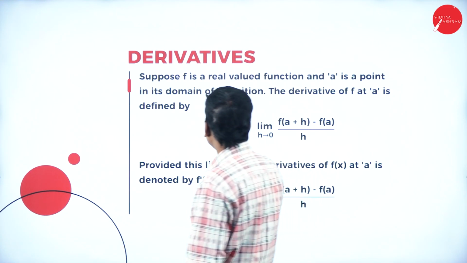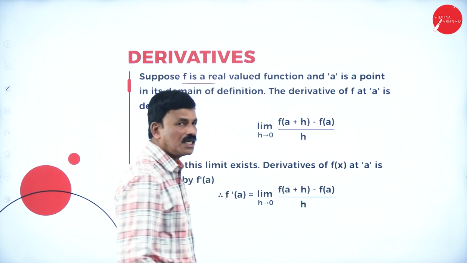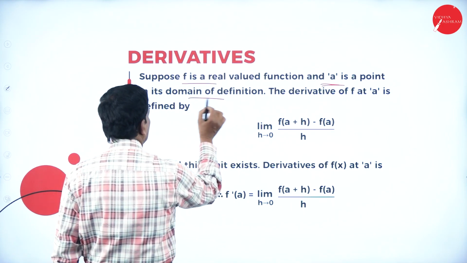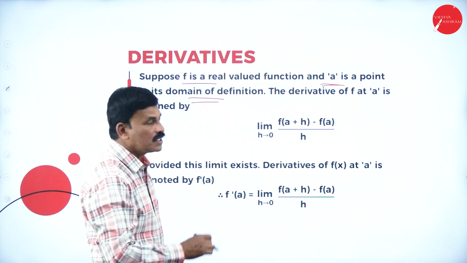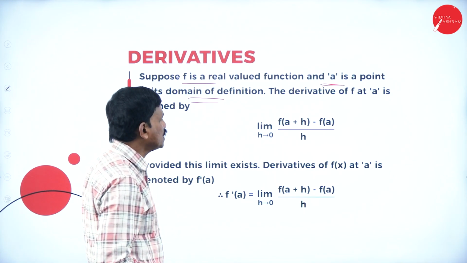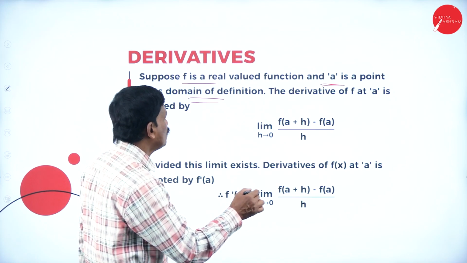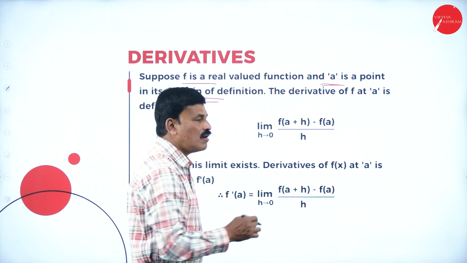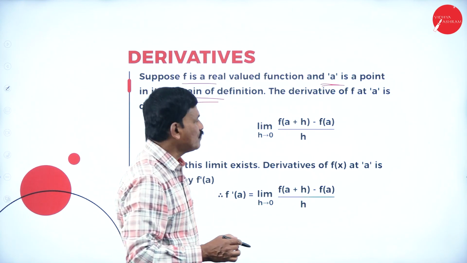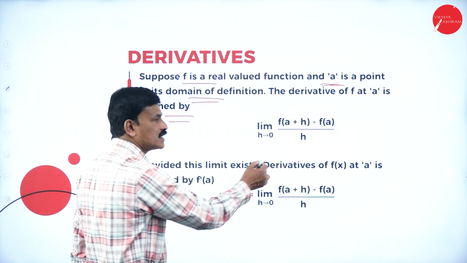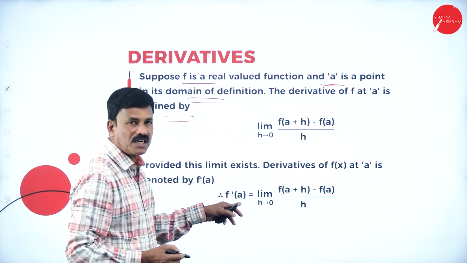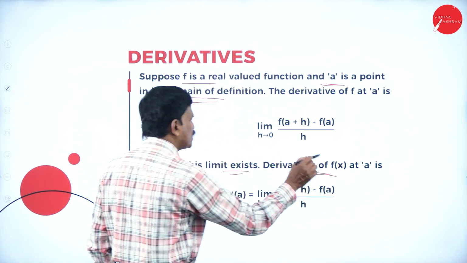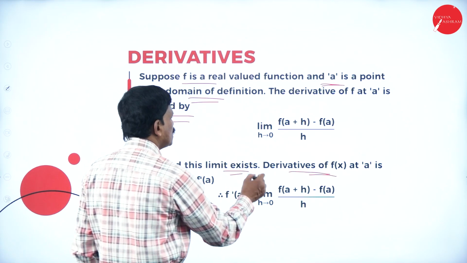Suppose f is a real valued function and a is a point on its domain of definition, that is, on the domain of the given function. Then the derivative of f at a is denoted as limit h tends to 0 of f of a plus h minus f of a divided by h. If this limit exists, then we represent it as f dash of a. So provided this limit exists, the derivative of f of x at x is equal to a is denoted as f dash of a.